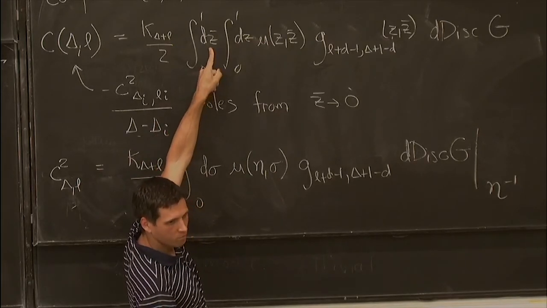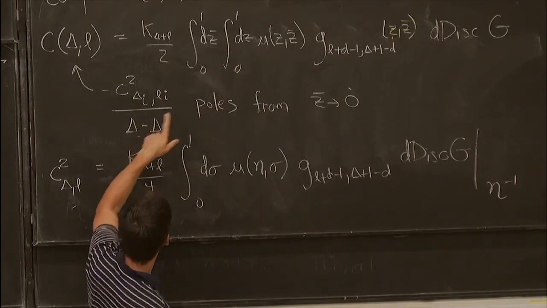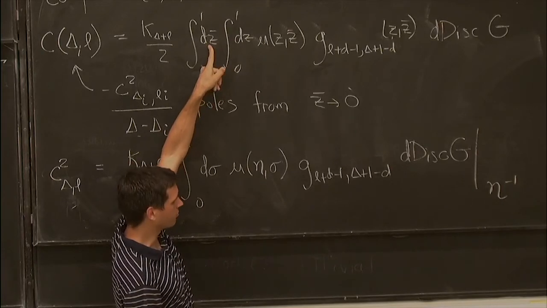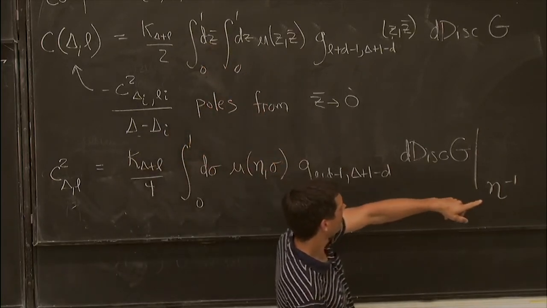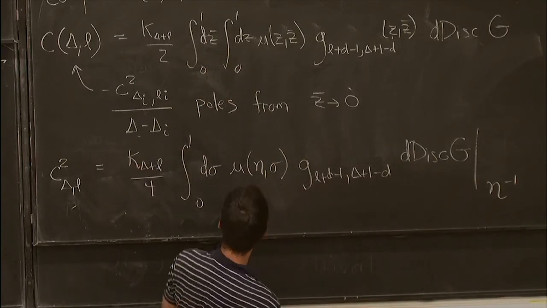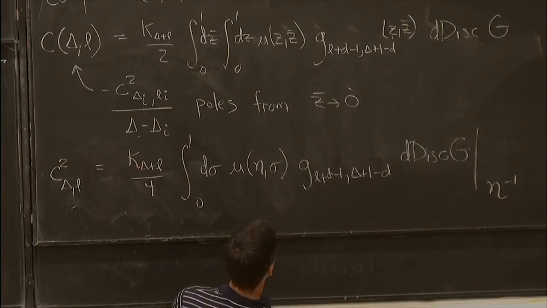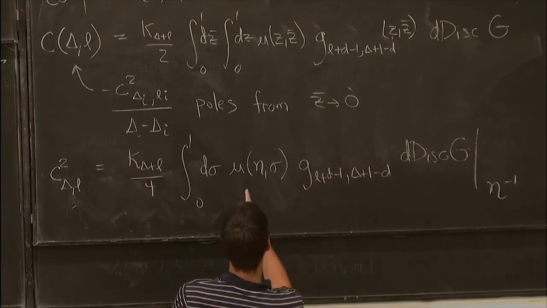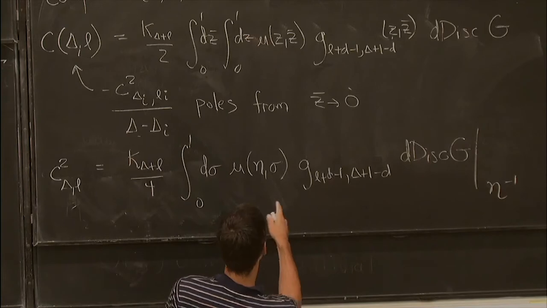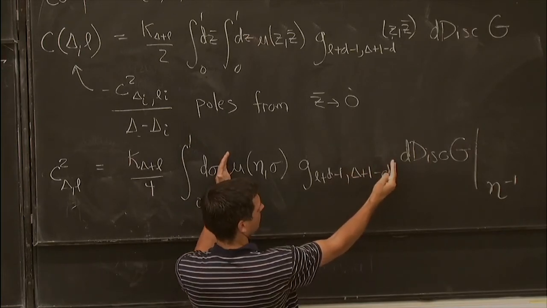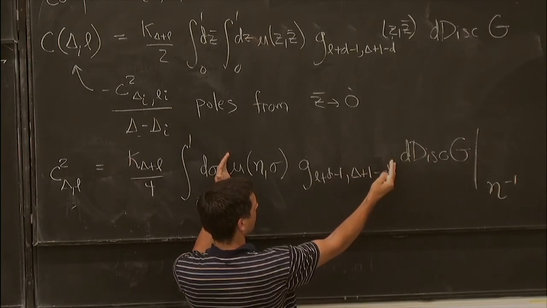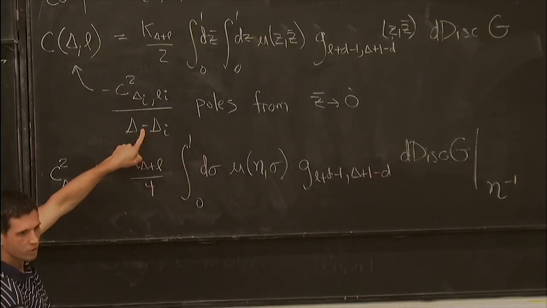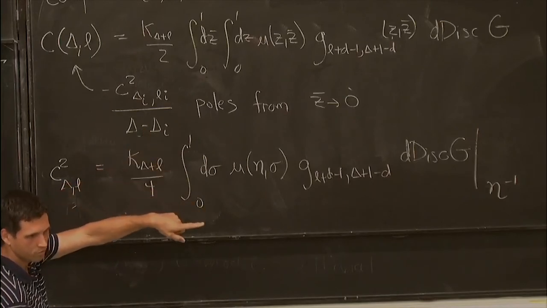Okay. And the way you get a particular pole in delta from this z bar integral is if you have a particular power of eta. Yeah, these both have etas in them. And if you look at, and this is a simple pole, so it has to come from an eta inverse term.